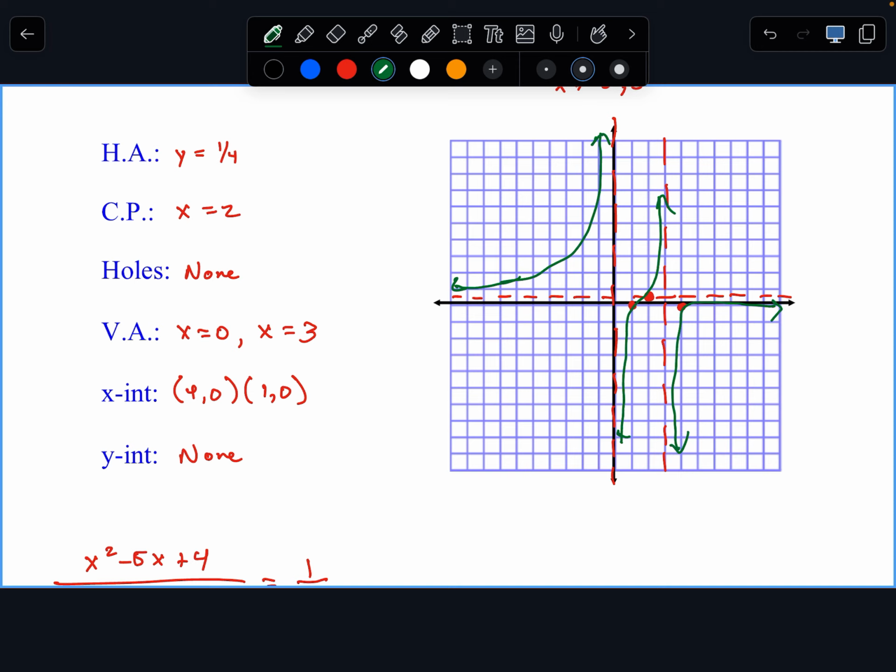How we doing? Okay? Not too bad? Like I said, anytime you have two vertical asymptotes, you need to check for a cross point. And that's how you do it, what we talked about today.